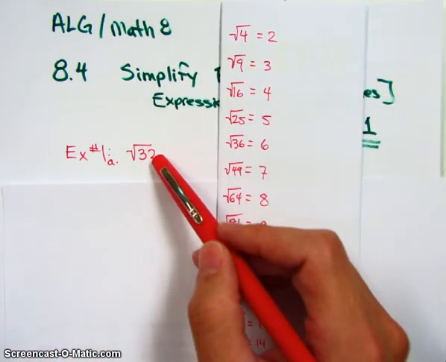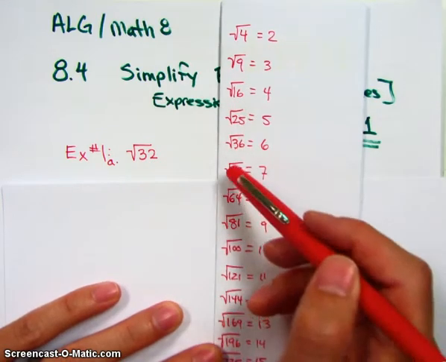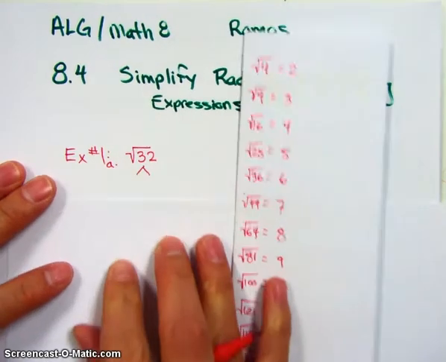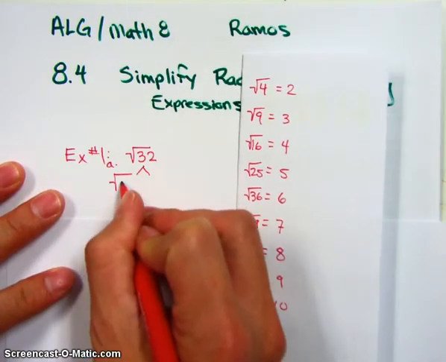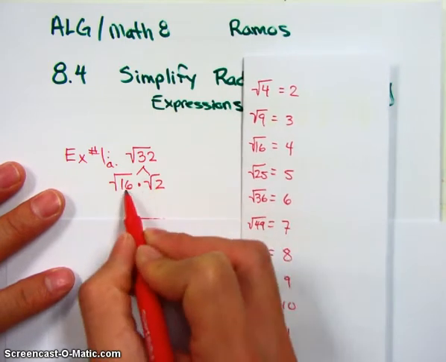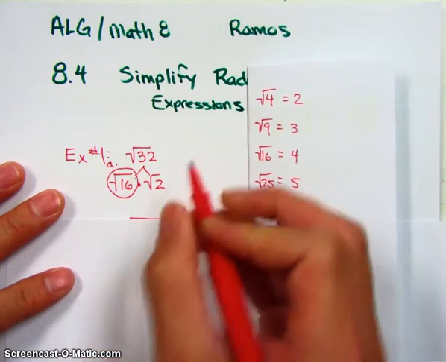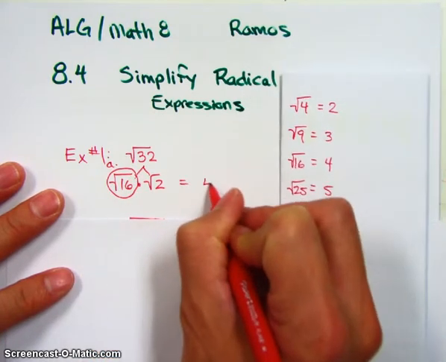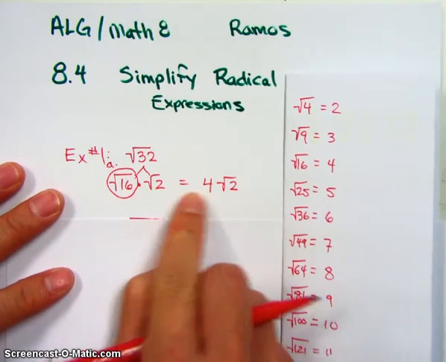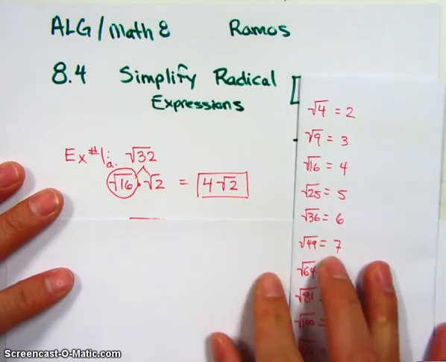So I think to myself, 32. What goes into 32 that happens to be one of my perfect squares? Well, I know that 32 can be broken up to the square root of, let's say, 16 times the square root of 2, because 16 times 2 gives me 32. So therefore, here I see this is a perfect square. So this one actually simplifies to 4 and radical 2. This one simplified to 4. This one stayed radical 2. And that's all you can do there. So this is the simplified version of that radical symbol.